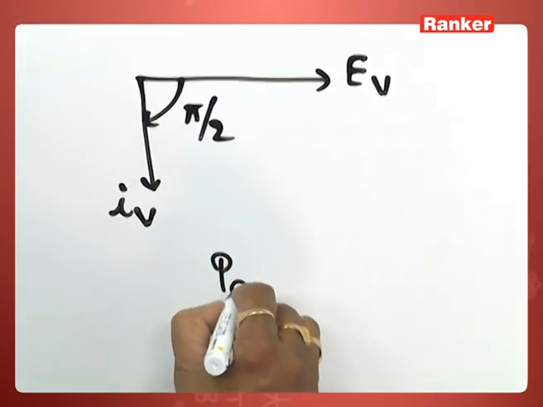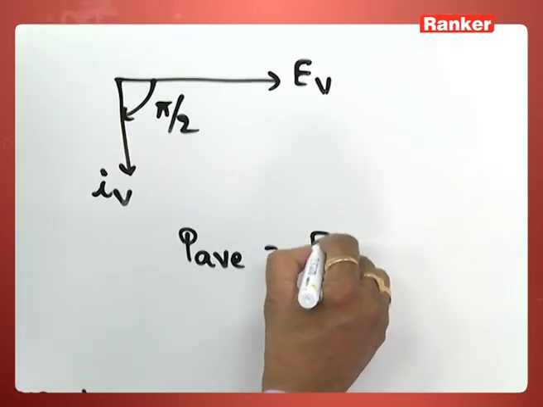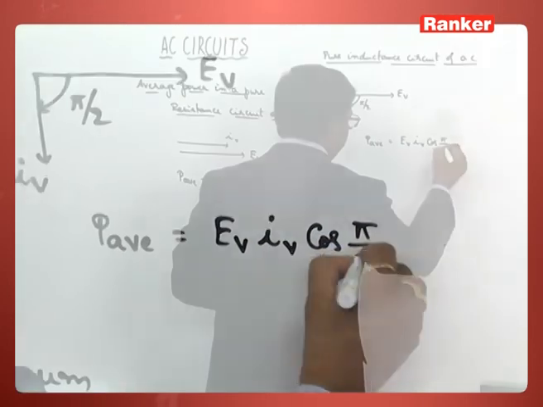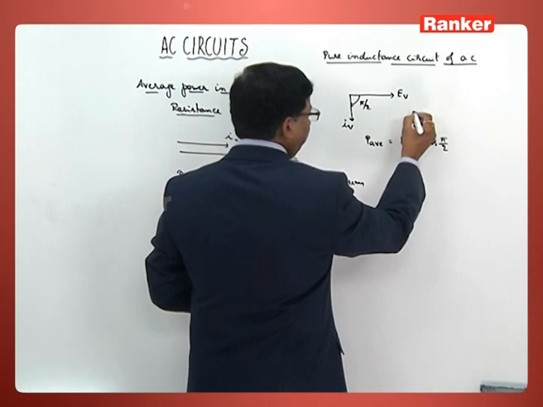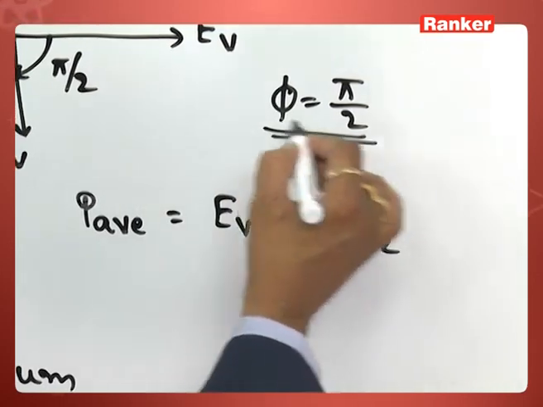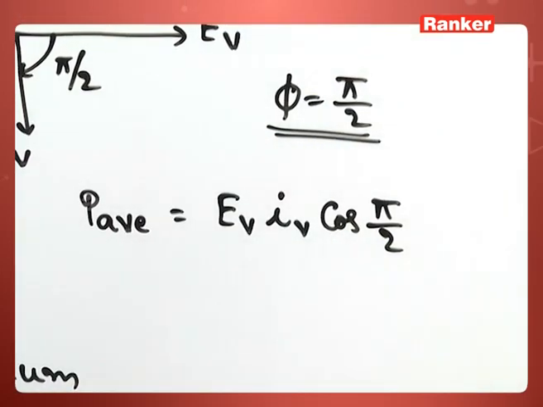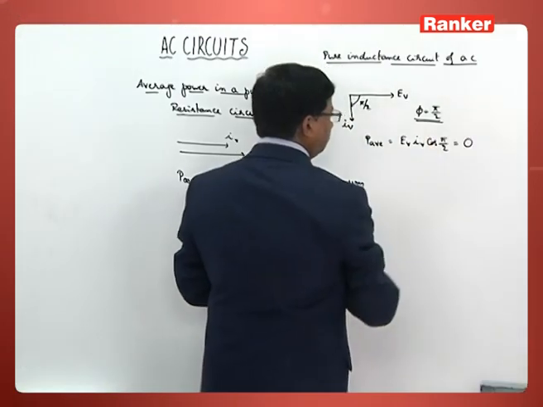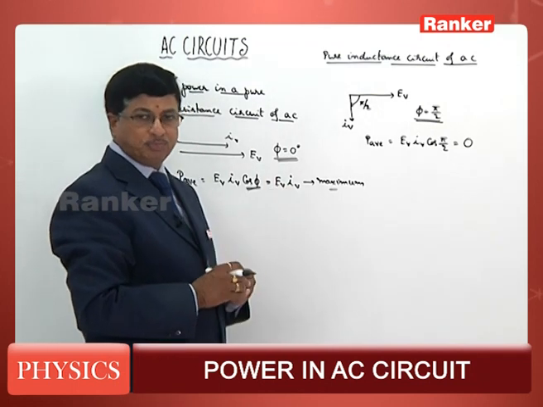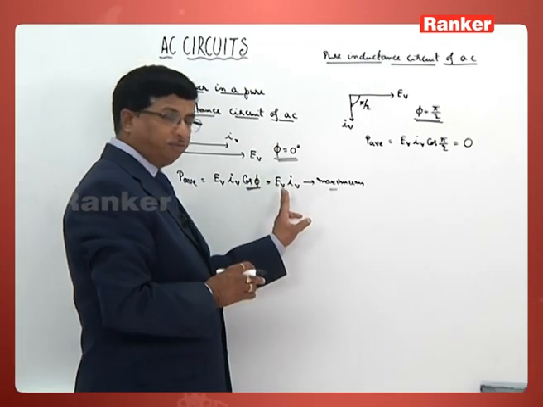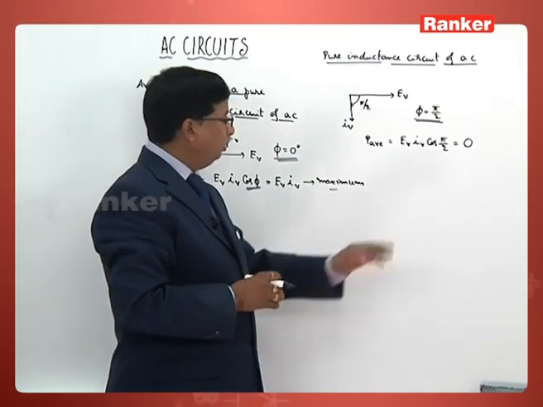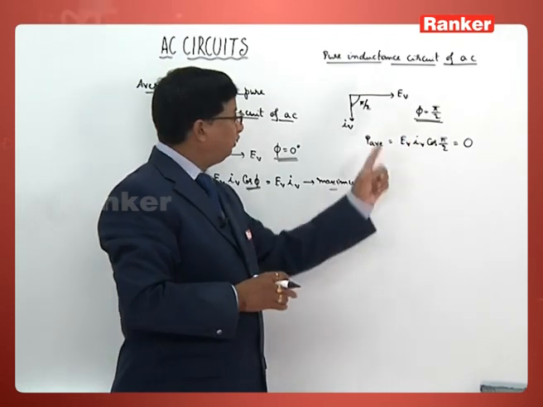Therefore, what would be the average power? It is again EV into IV into cos of pi by 2. The angle whatever we are getting here, that is to be called the phase. So phase is now going to be pi by 2. Since cos pi by 2 is 0, the corresponding power in a pure inductance circuit is going to be 0. So in the pure resistance circuit it is maximum, it's EV into IV, whereas in a pure inductance circuit its value is 0. So this is the second one.